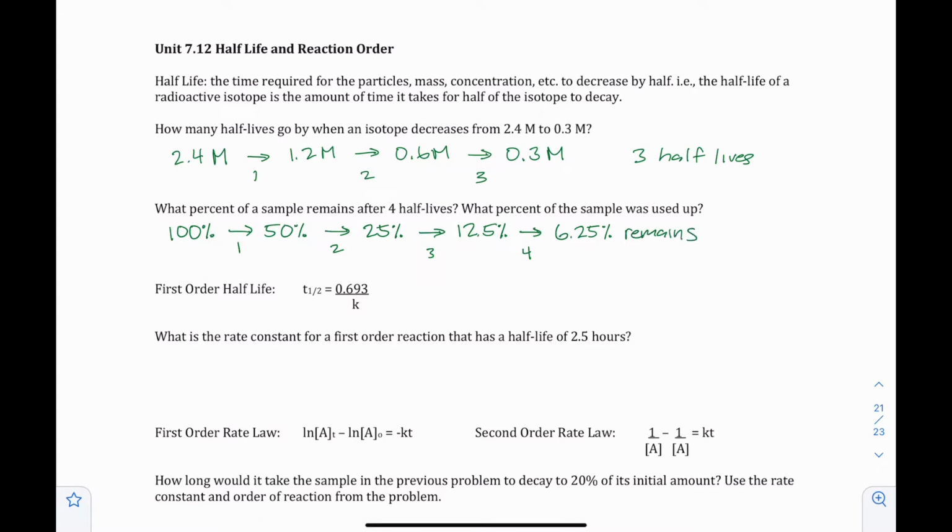Now, if we subtract the amount of the sample that remains from the total that we started out with, then we should get the amount of the sample that was used up.